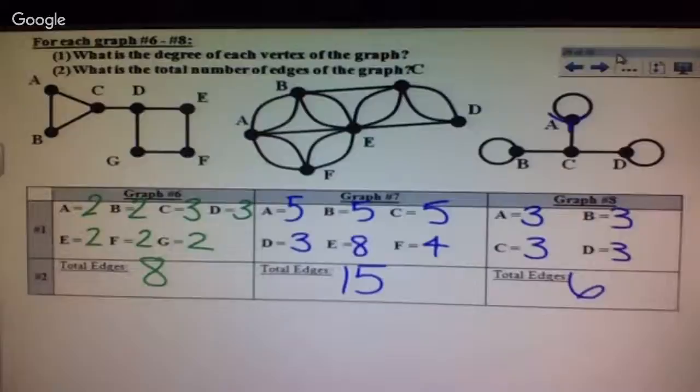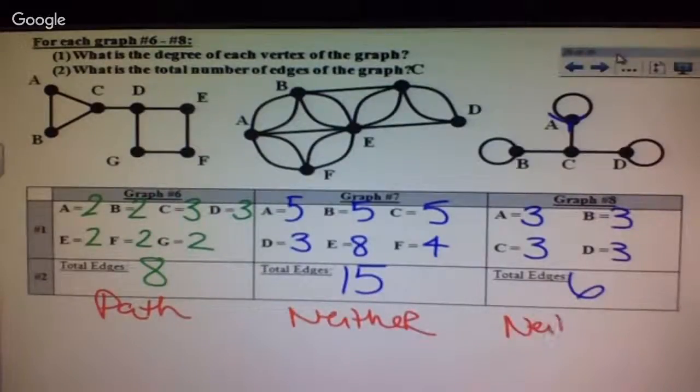So looking at the degrees on graph 6, should I have a circuit, path, or neither? This should be a path. Look at graph 7: circuit, path, or neither? This should be neither. And what about 8? Neither as well. Okay. All even for a circuit, exactly 2 odd for a path. Anything else is neither.